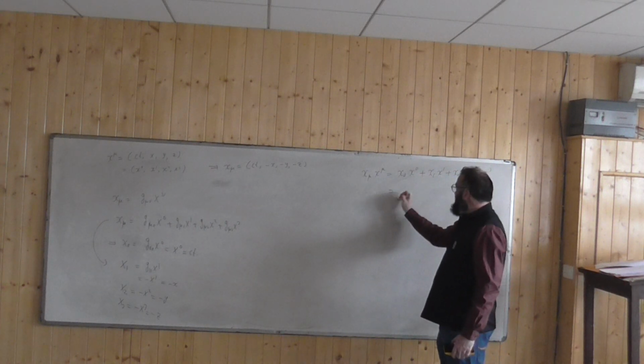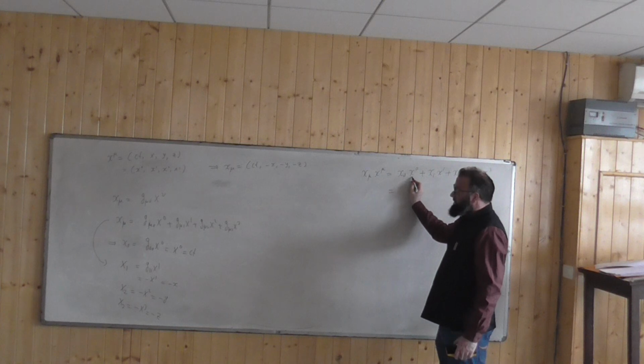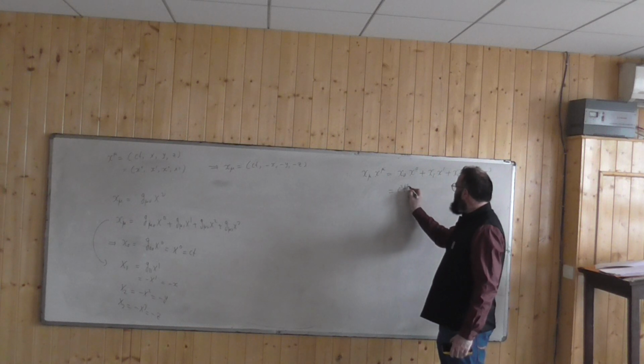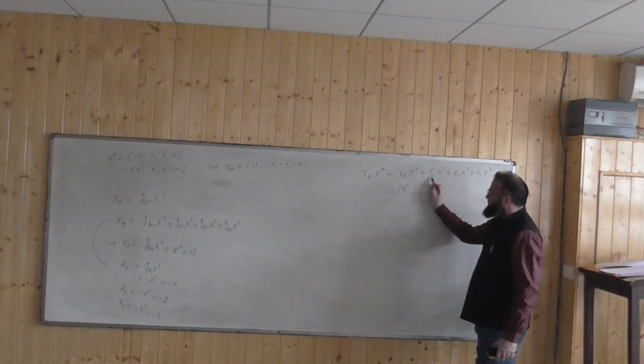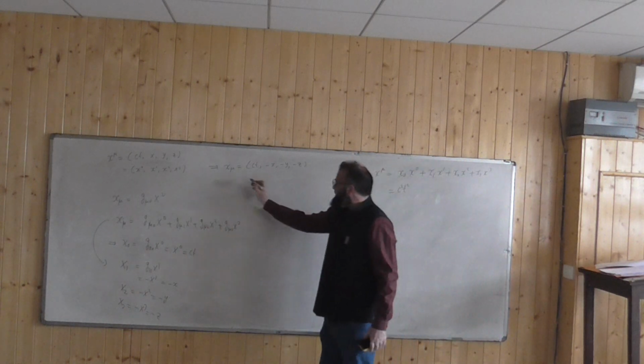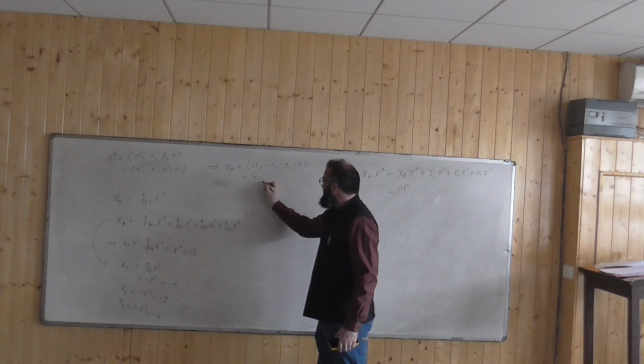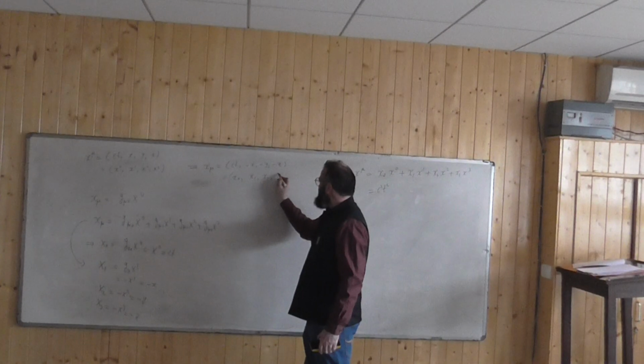So now tell me, what is x0? ct. And what is this x0 lower? ct. So it is c square t square. x1, what is this x1 lower? So it is this thing. So this is x0, x1, x2, x3.